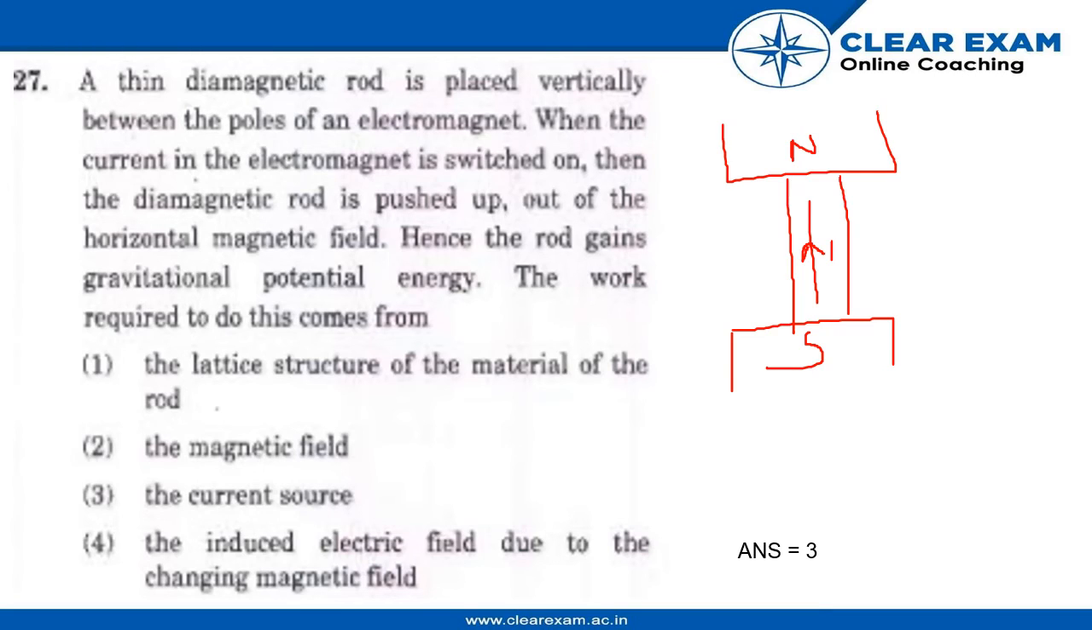Okay. This is the direction of the gravitational potential energy. Therefore, it is safe to say that the work done by the gravitational force on the rod is contributed by the electrical current flowing in it.